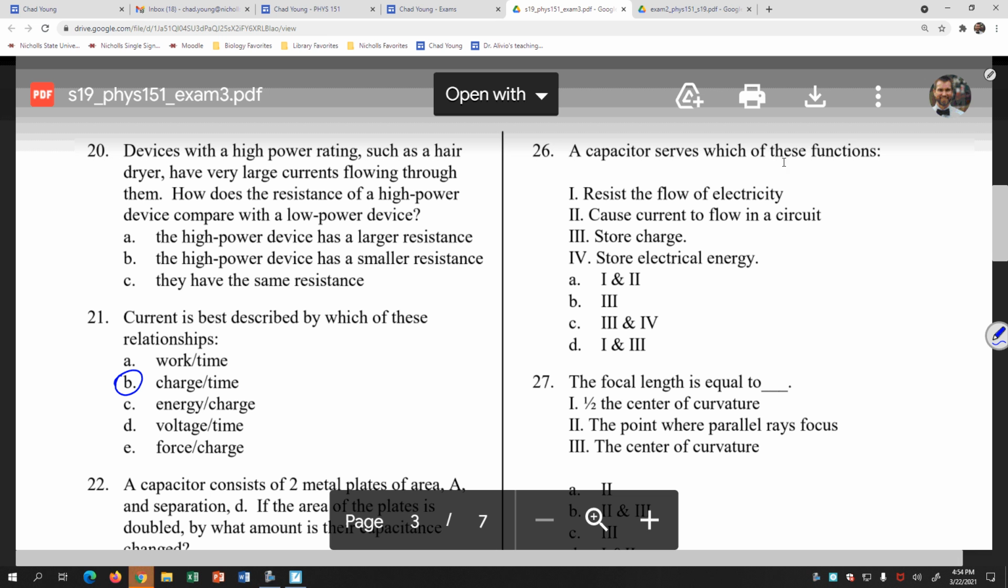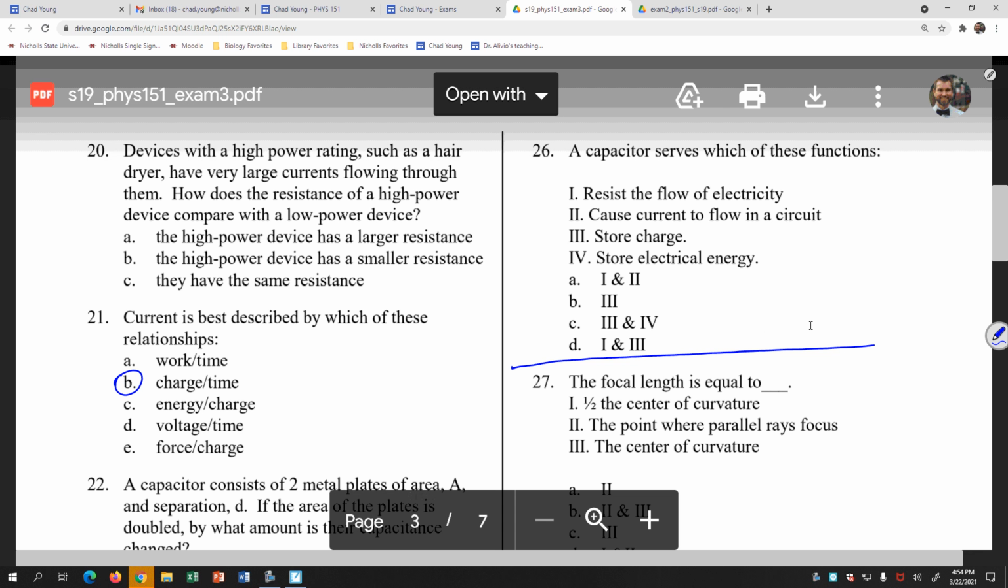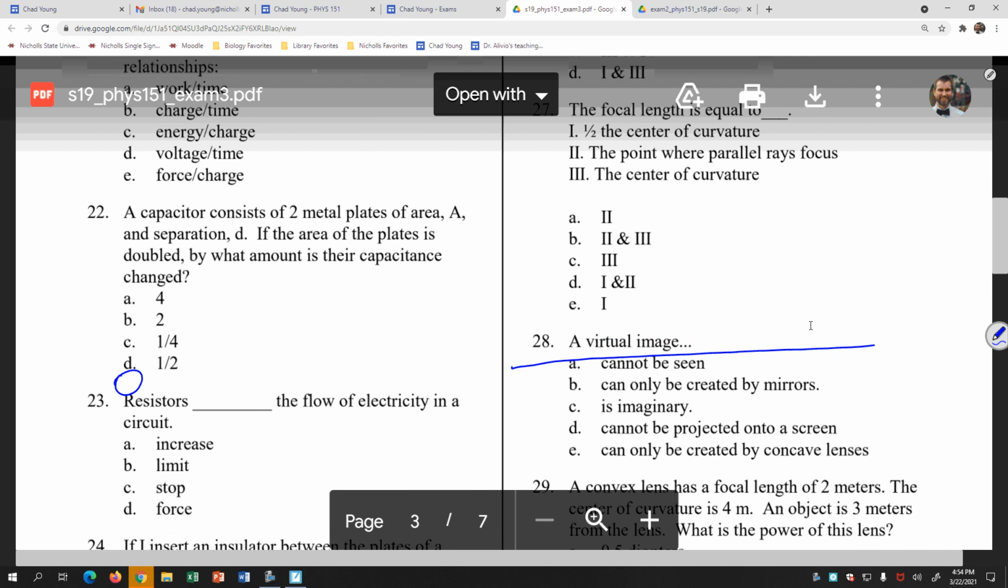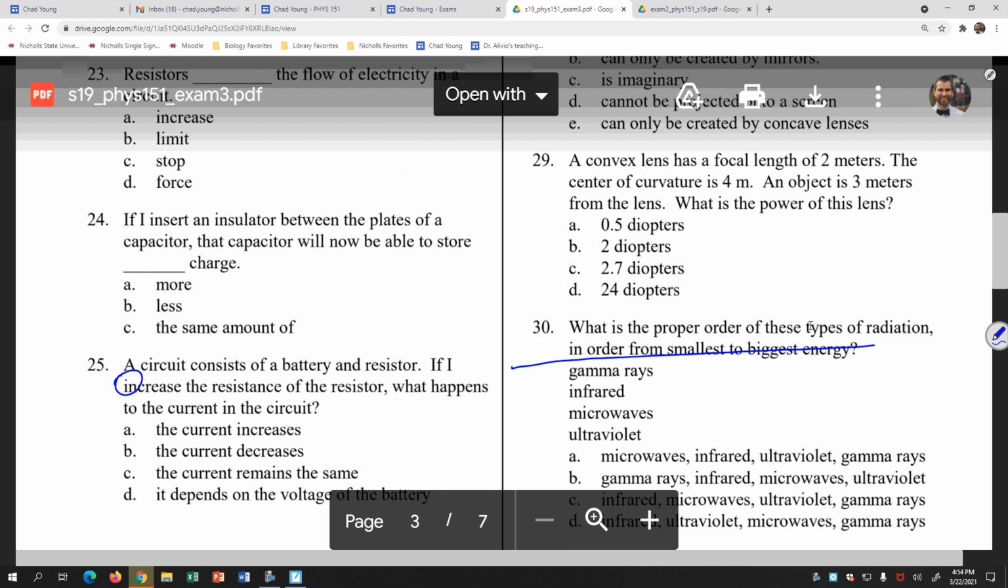Know your purpose of capacitors and resistors. We get to focal length, and that gets to the next chapter. Okay, y'all. Resistors limit or resist the flow of electricity.